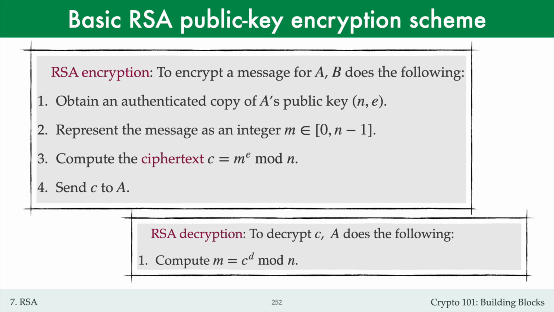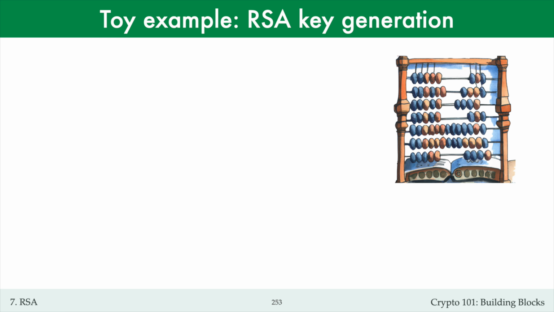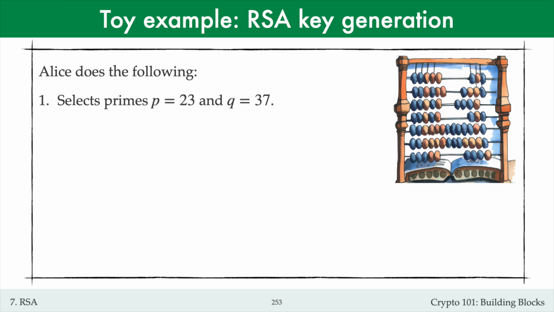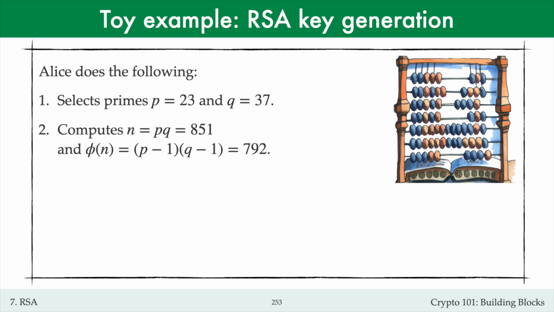Therefore, anyone can encrypt the message for Alice, whereas only Alice can decrypt the ciphertext to get the plaintext. Here is a toy example of RSA key generation. Alice selects primes 23 and 37, computes her product n, which is 851, and phi, which is 792. She selects the encryption exponent e to be 631 and verifies that 631 and phi are coprime.